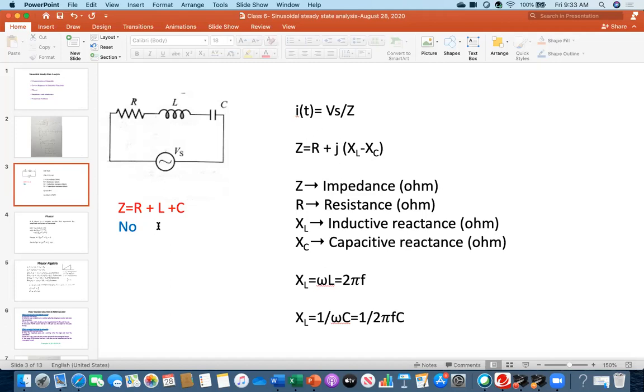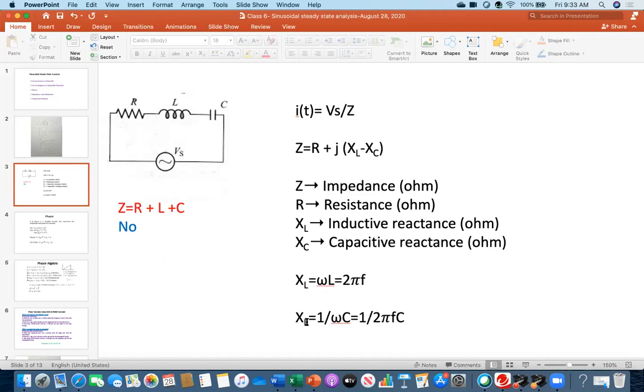But here you see, again go back. I just wrote like Z equals R plus L plus C. You cannot do that because all three have different units. So this is not valid. Now see the definition. What is XL? What I have written, XL equal to omega L. And you know omega means 2 pi f. Oh, sorry, I forgot to put the L. It will be 2 pi f L.